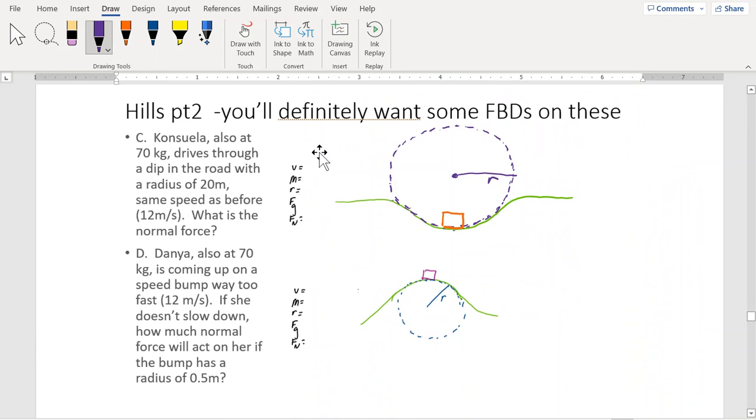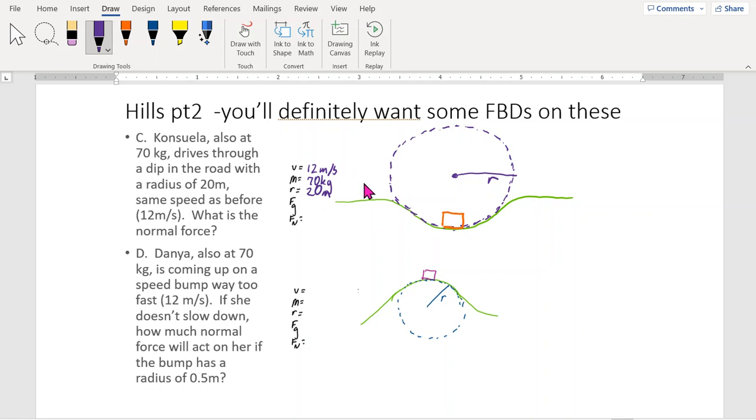Now part C, or question C, I guess part 2. Consuela, also at 70 kilograms, drives through a dip in the road with a radius of 20 meters. This isn't really to scale here. 20 meters, same speed as before, 12 meters per second. So these numbers are really starting to sound familiar, right? So we've got 12 meters per second. The mass is still going to be 70 kilograms. Radius, once again, 20 meters.